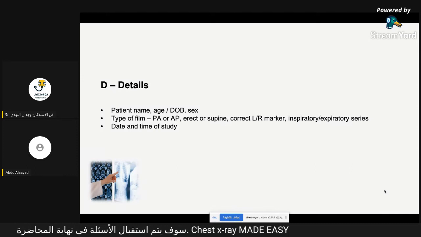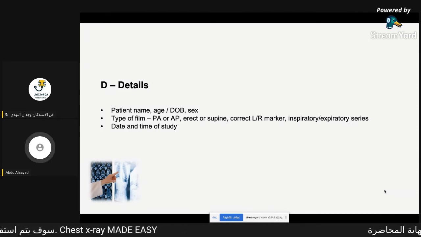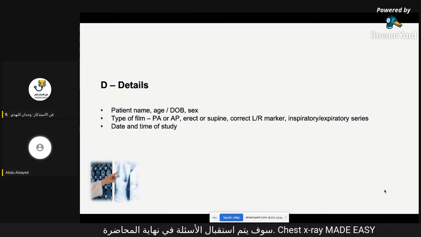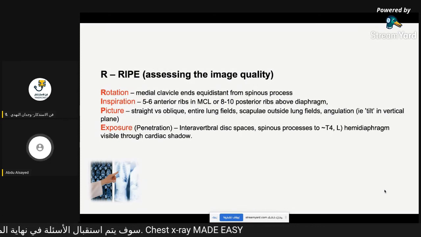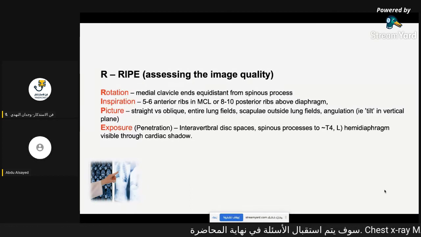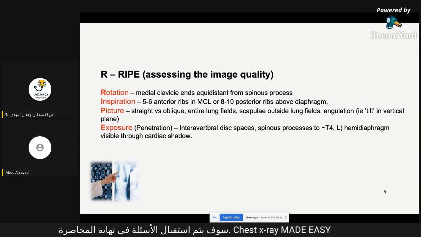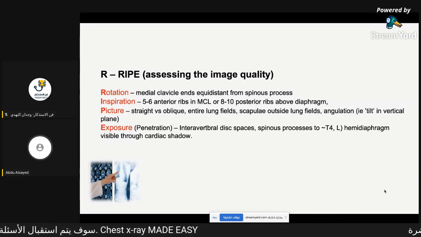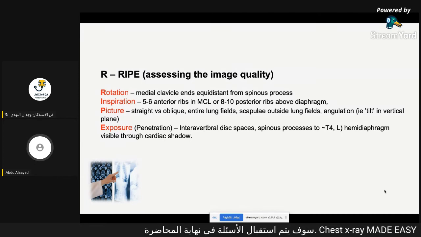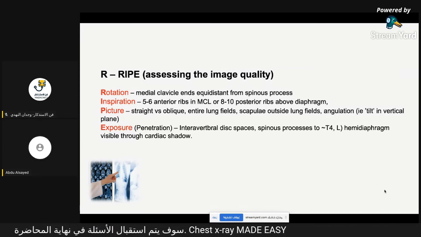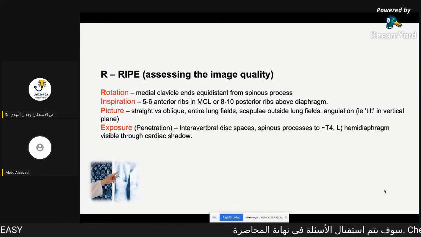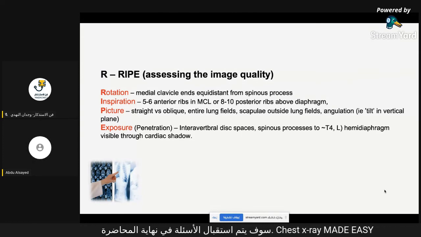R is for the image quality. We should assess the quality of our image. As we mentioned before, rotation: the two clavicular heads, or the medial clavicular ends, should be equidistant from the spinous process. And the inspiration, as we mentioned before, at least 5 to 6 anterior ribs and 8 to 10 posterior ribs. The picture: we should assess the fullness or the completeness of the chest X-ray. It should include, as we mentioned before, the bilateral clavicles. It should include the shoulder, part of the humerus.